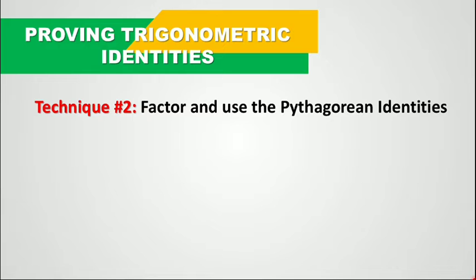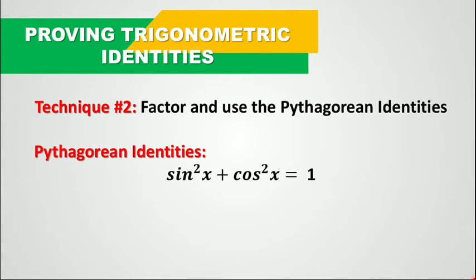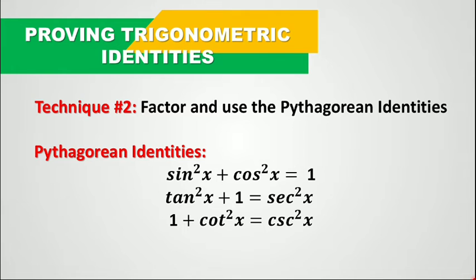Now let's recall the Pythagorean identities. We have sine squared x plus cos squared x equals 1. Another Pythagorean identity: tan squared x plus 1 equals sec squared x. And the third one is 1 plus cot squared x equals cosecant squared x. So we will be using these Pythagorean identities in order to prove a trigonometric identity.